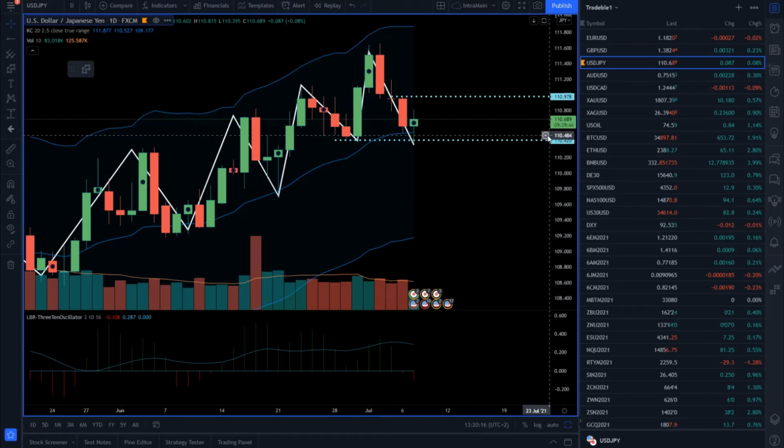I do expect overall the price will try to revisit 110.97, and that's the minimum objective that I expect for today. So eventual buying opportunities on the pullbacks will be the preferable strategy according to current conditions.